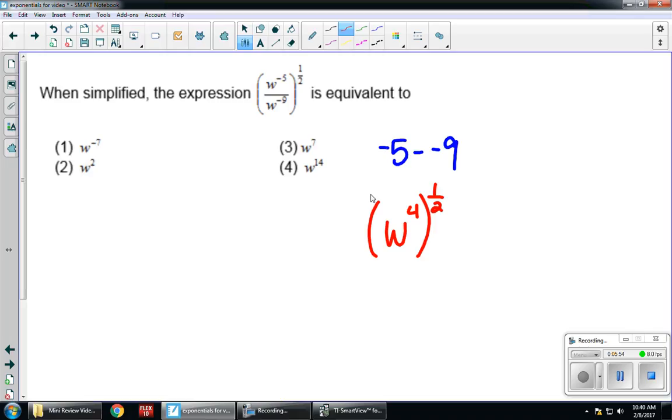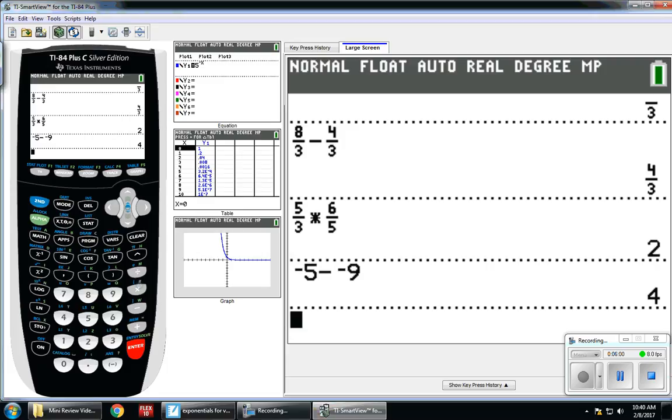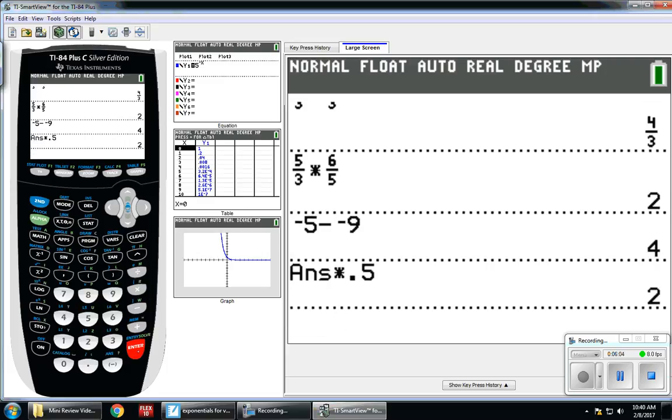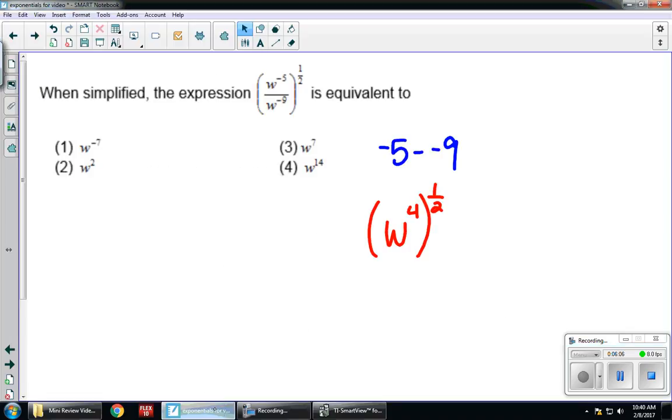Power to a power tells me to multiply. So in my calculator, I'm going to do 4 times 1/2, and I'm just going to do 0.5 because they're equivalent, and I get 2. So that means I have w squared, which is choice 2.